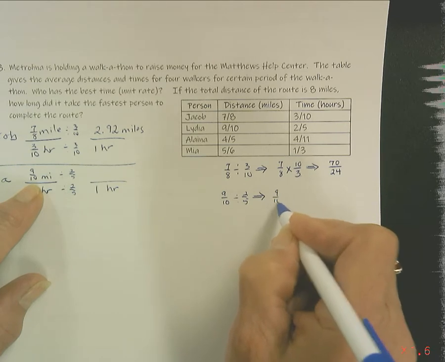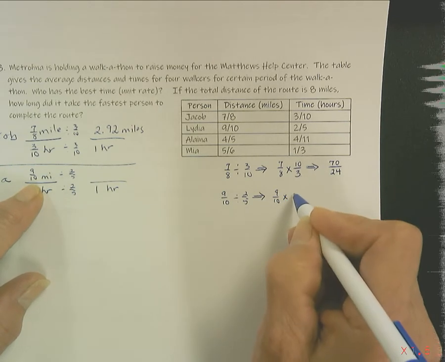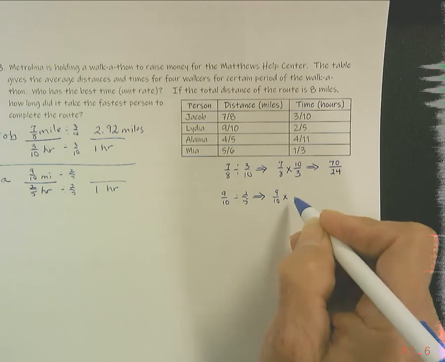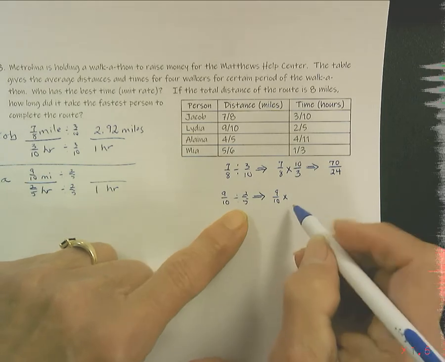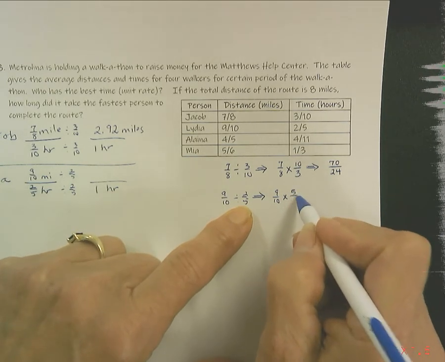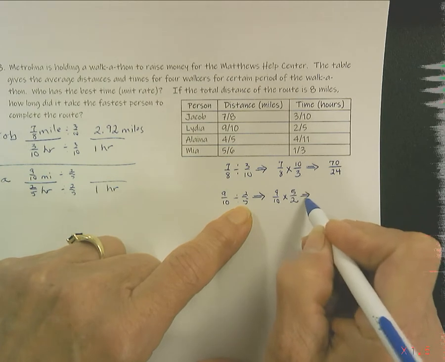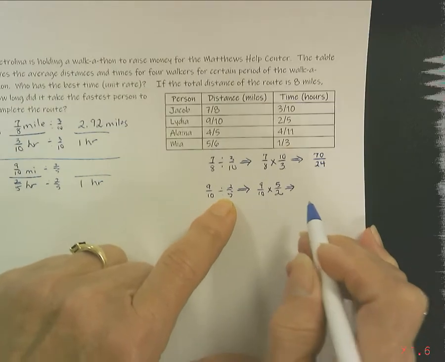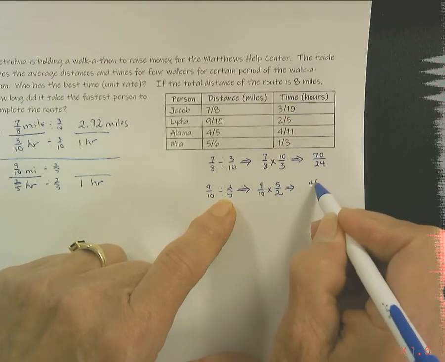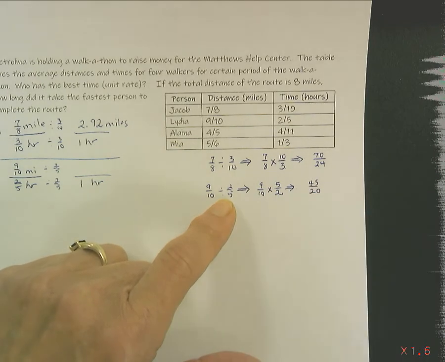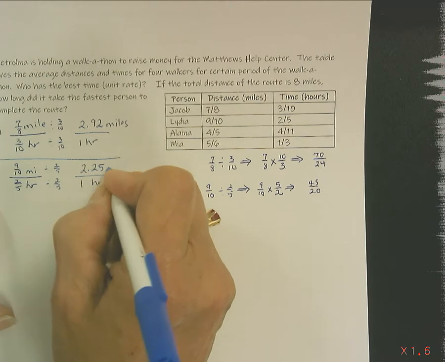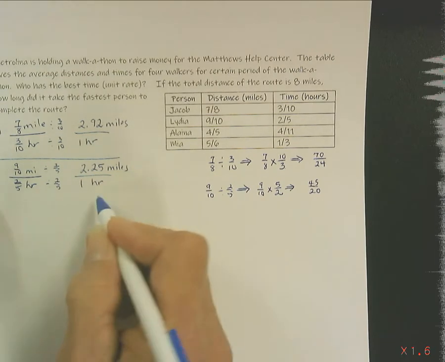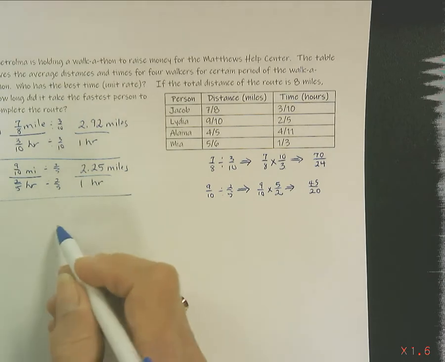Well, that becomes 9/5 times what, Mia? Well, you flip the second fraction. Multiplying fractions is no big problem. It's the top times the top and the bottom times the bottom. Let's see what we get when we do 45 divided by 20. 2.25 miles per hour. All right, Lydia's moving, but not as fast as Jacob.